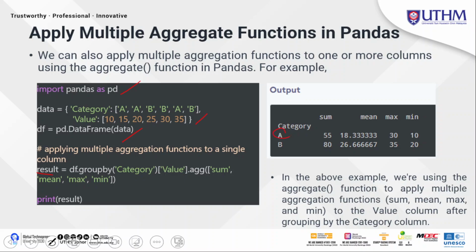You can see here the output, group A and group B. The value aggregate is they want to identify the sum for group A, sum for group B separately, the mean for group A, mean for group B, maximum value for group A, maximum value for group B, and minimum value for group A, minimum value for group B.